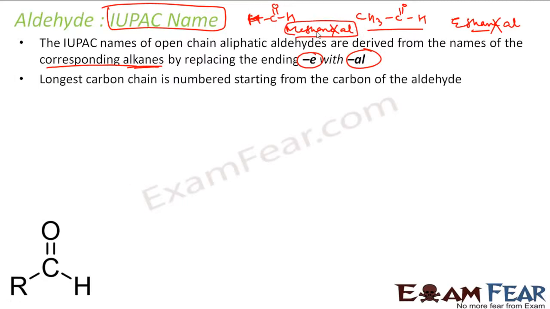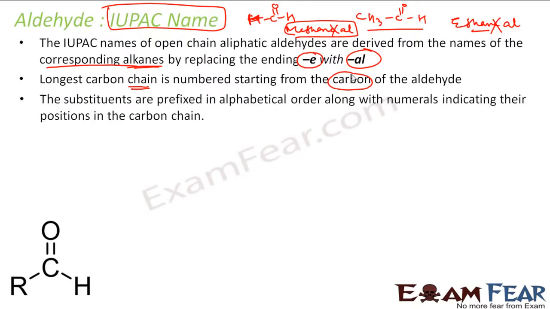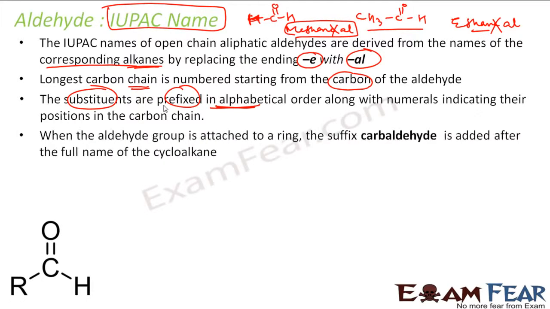Now, what if it has a branch, right? It's a long branched chain. So in the case of chain, it is numbered from the carbon of the aldehyde. We'll take some examples for this. And as we have seen in the other cases, here also, when you want to write it, it is in alphabetical order. All the substituents which we prefix, it's all in alphabetical order. It's a similar thing in other chain hydrocarbons.